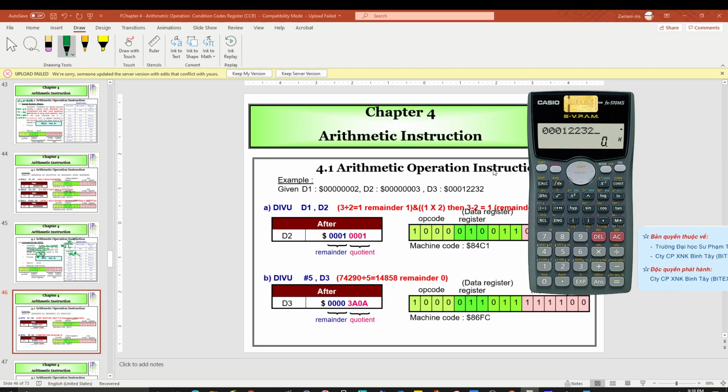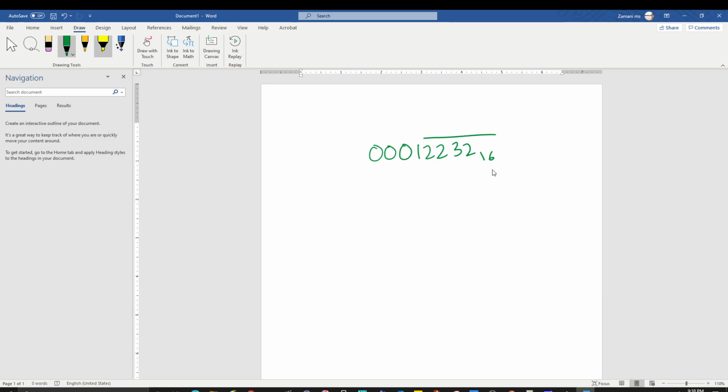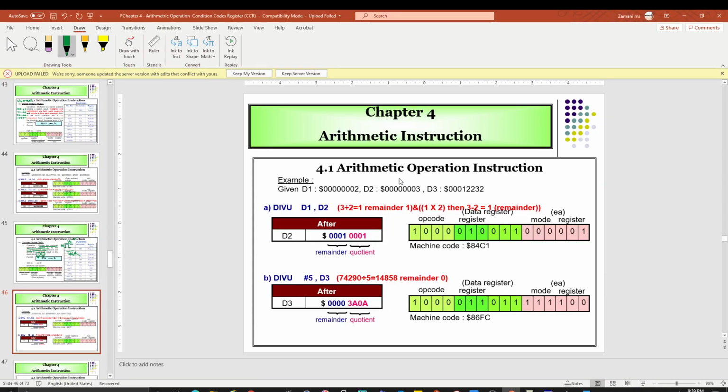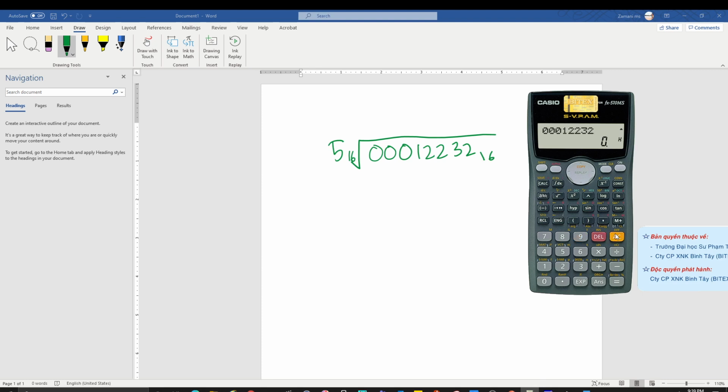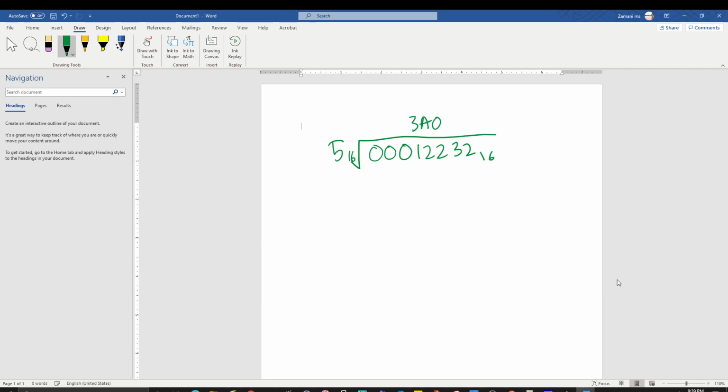0, 0, 0, 1, 2, 2, 3, 2. Okay, divide by 5. Divide by 5 over here. So this is base 16 too, so let's just use your calculator. I don't care about the first few values, 0, 1, 2, 2, 3, 2 divide by 5 in hexa mode. Then you can get the answer is 3A, 0A.